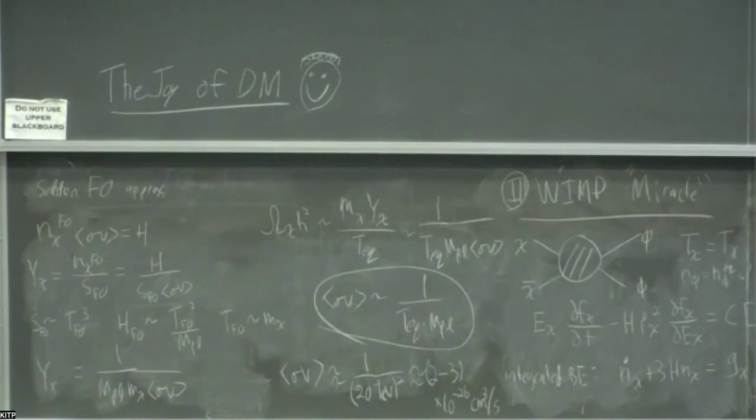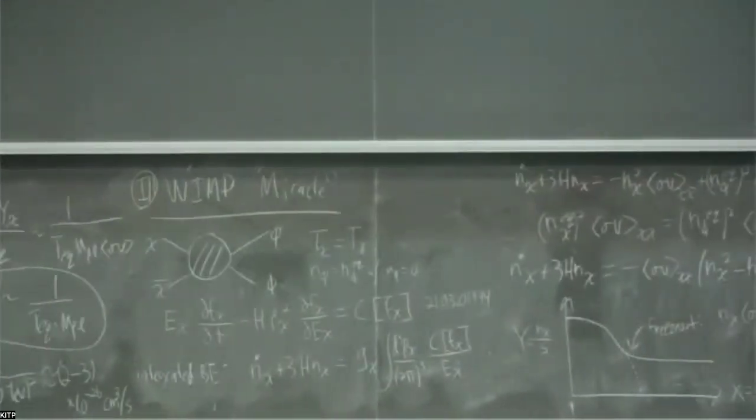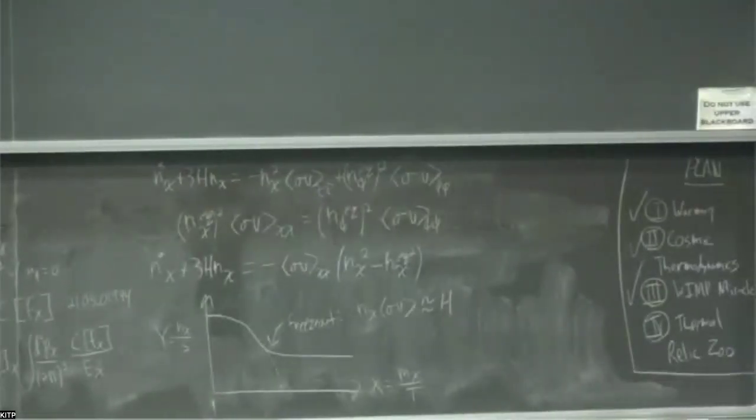Okay. So this, I'm sure, was review for most of you. Any questions before I now want to talk about models beyond the WIMP and give a quick classification of thermal relic models and different recent ideas.